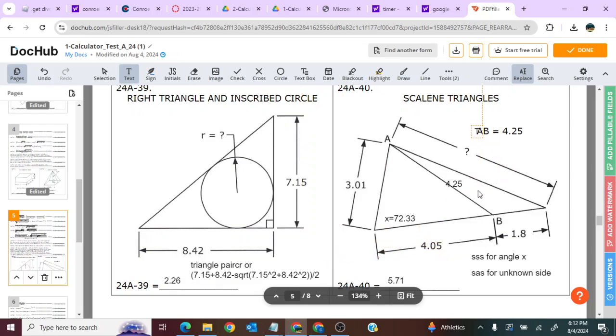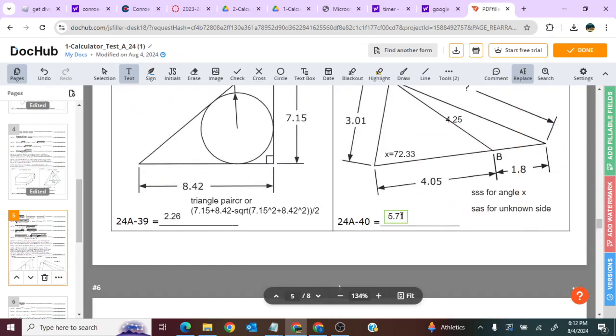40. Scaling triangles. In this case, you need to use the SSS formula to figure out this angle right here. You get 72.33 degrees. Then once you have that, you can use side-angle-side to find this remaining side right here. And this side is 4.25 because that's given. Then once you do that, you get 5.71 as your length.